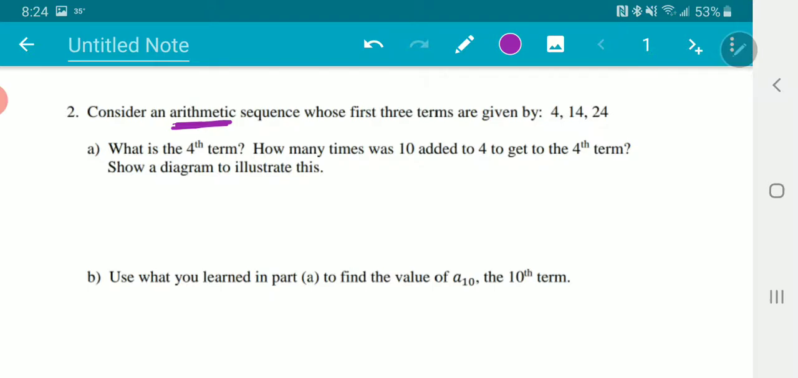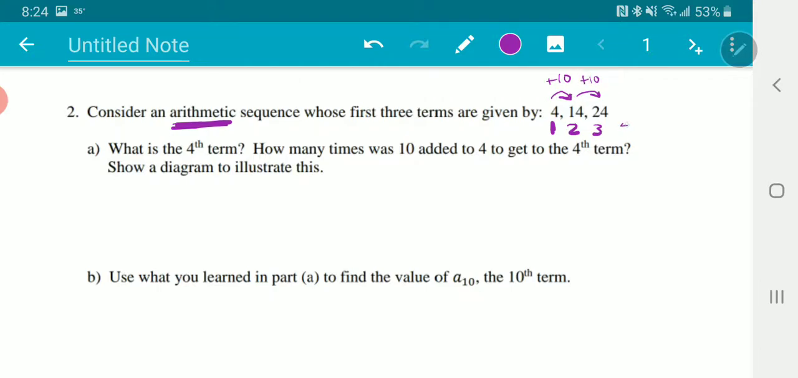So anytime you're looking at a sequence like this, I've got my first term here. My first term is 4. My second term would be 14. My third term would be 24. So how do I get from one term to the next? Well, to get from 4 to 14, that's going to be plus 10. From 14 to 24, it's going to be plus 10.